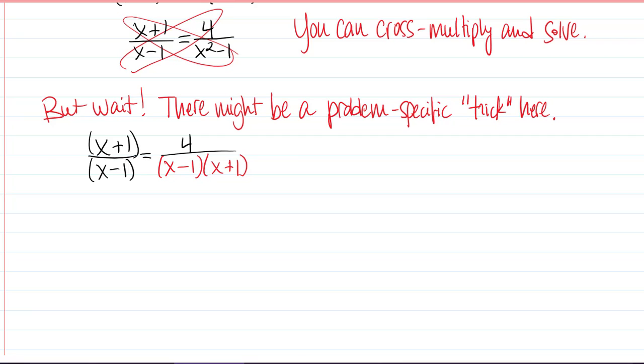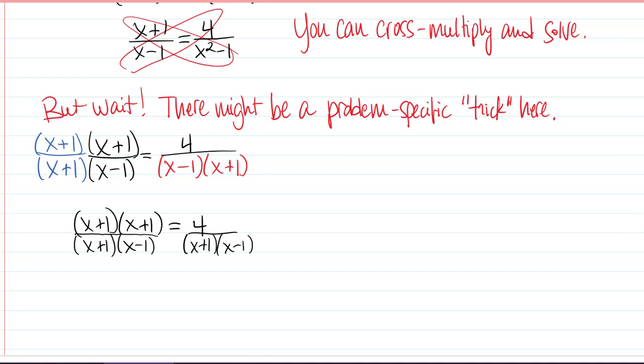I'm going to multiply both sides, or not both sides. I want to multiply my left hand side with an x plus 1, and suddenly my denominators are the same. But of course I can't do that to just the bottom. I have to do it to the top because I tossed that in. I can't just toss random stuff in. So now my denominators are the same. So let's look at what that does.